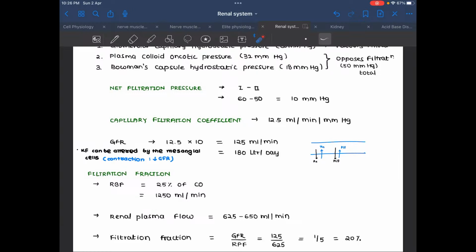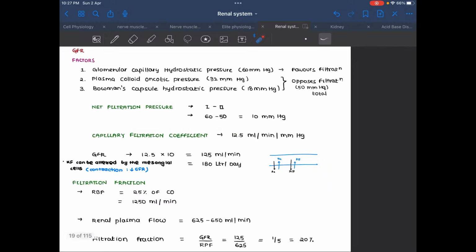So the filtration fraction is how much of the blood which is being sent into the kidneys in the form of plasma is getting filtered out as GFR. So we divide it and we get a fraction. This fraction is known as the filtration fraction. So GFR divided by the renal plasma flow, that is 125 ml per minute divided by 625 ml per minute. So this amounts to about 1/5, that is 20%. So the filtration fraction amounts to about 20%.